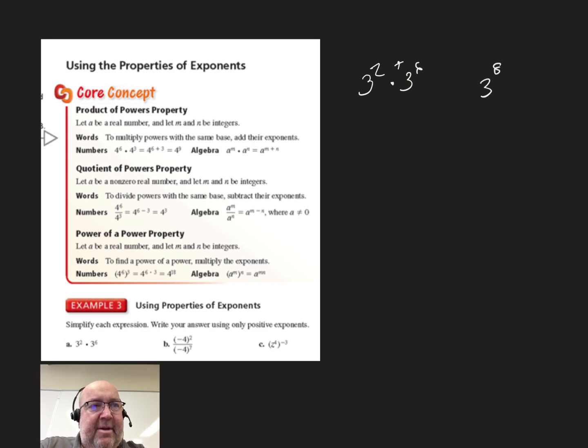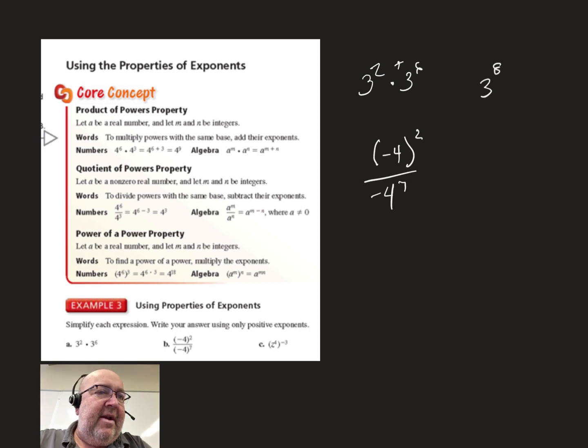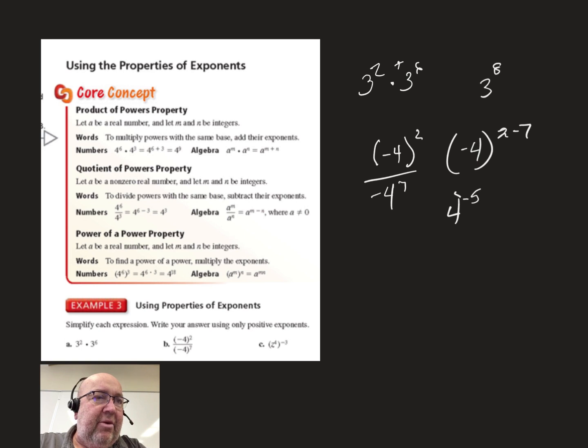Number B, we have negative 4 to the 2nd power over negative 4 to the 7th power. So we're going to leave the bases the same. So I'm going to have negative 4 to the 2 minus 7. I end up with negative 4 to the negative 5 power. And we're going to rewrite that to make it positive by doing a reciprocal. So our final answer is going to be 1 over negative 4 to the 5th power.